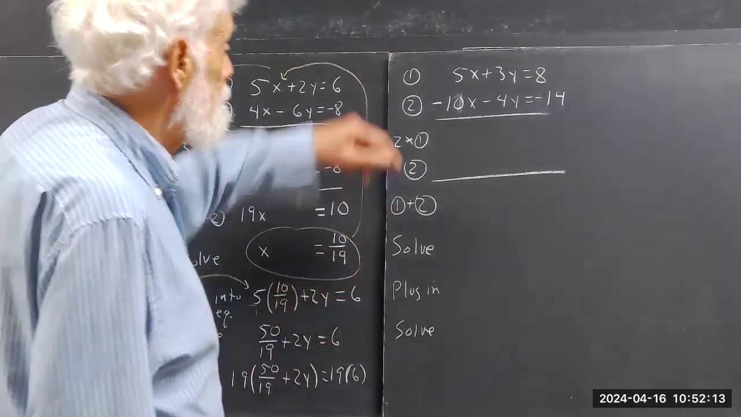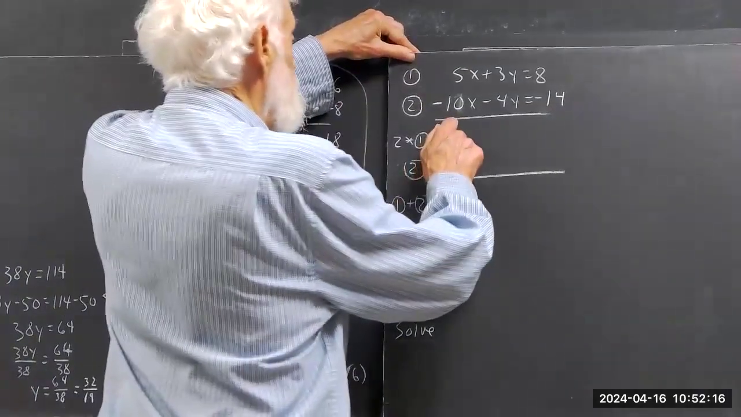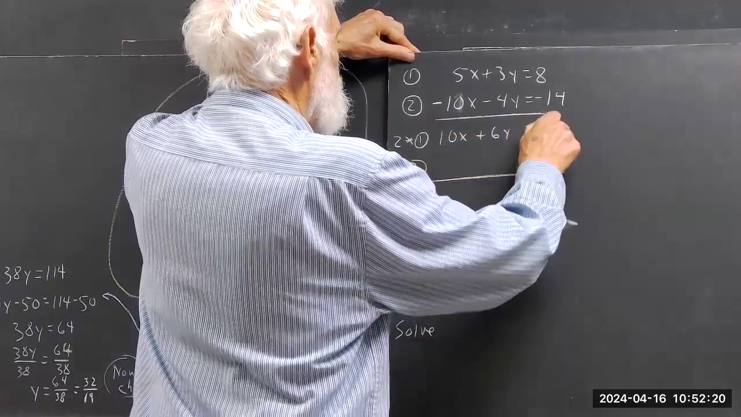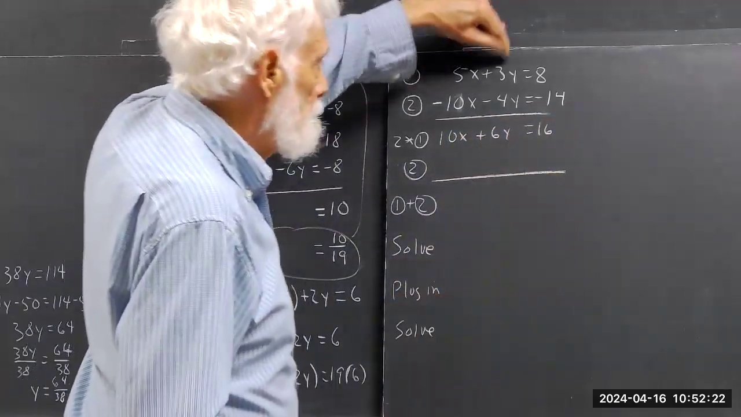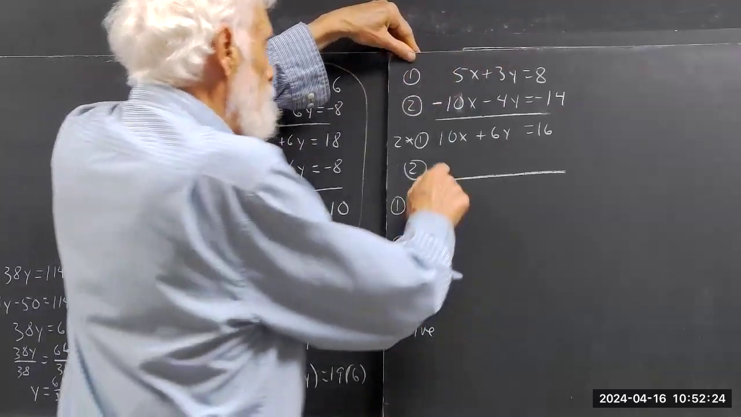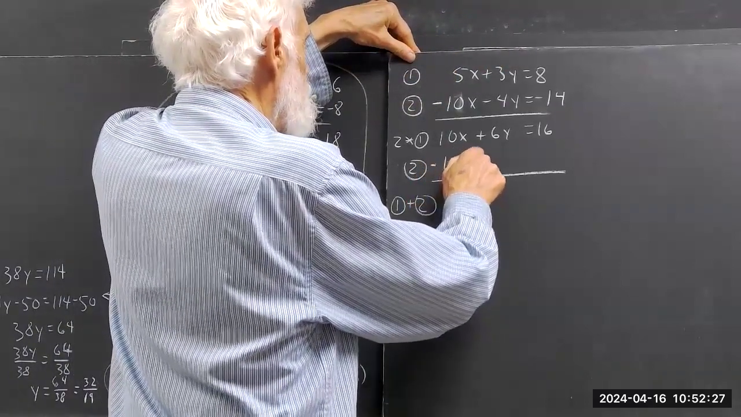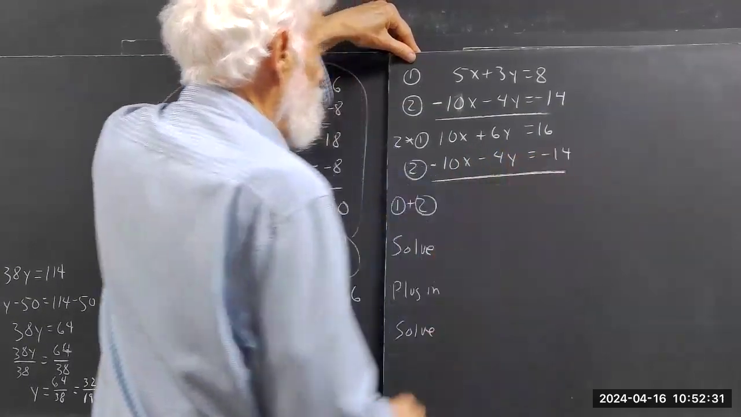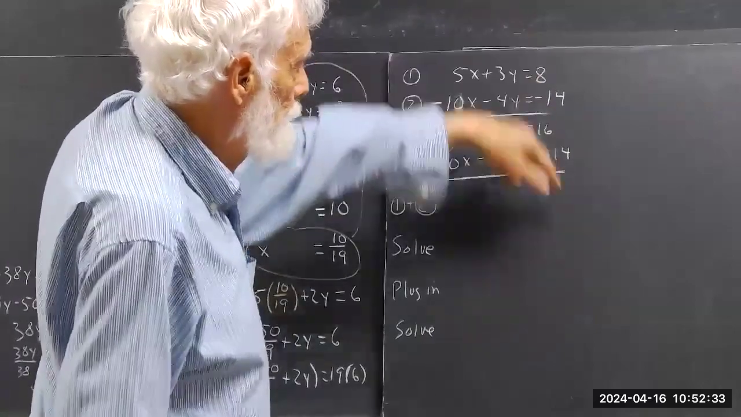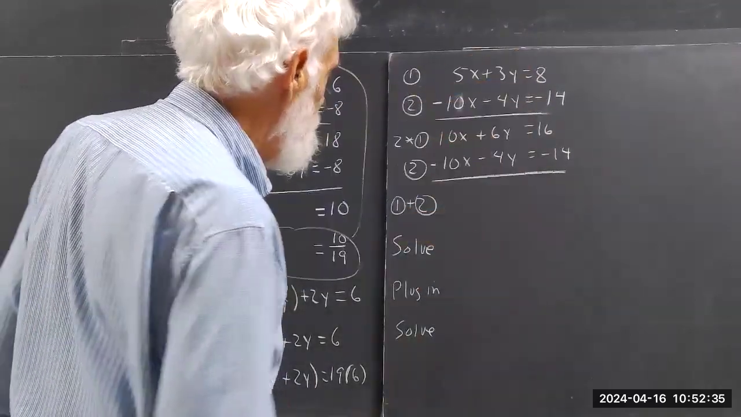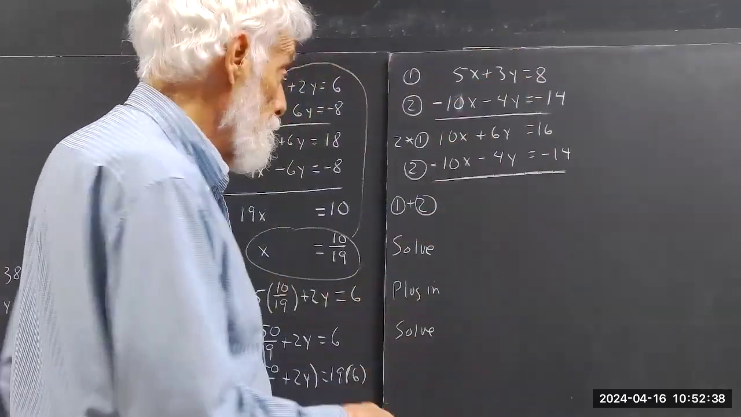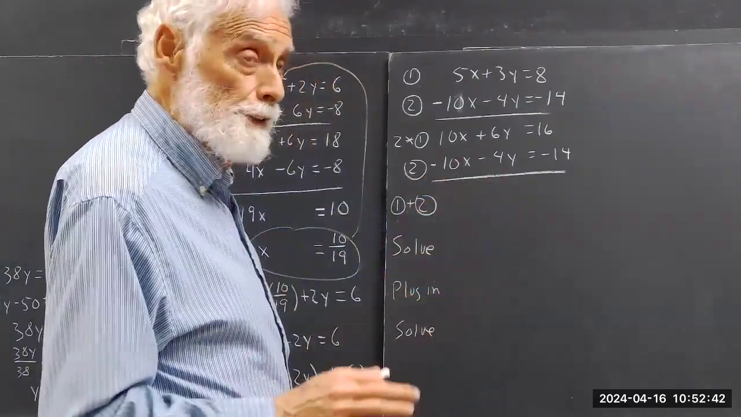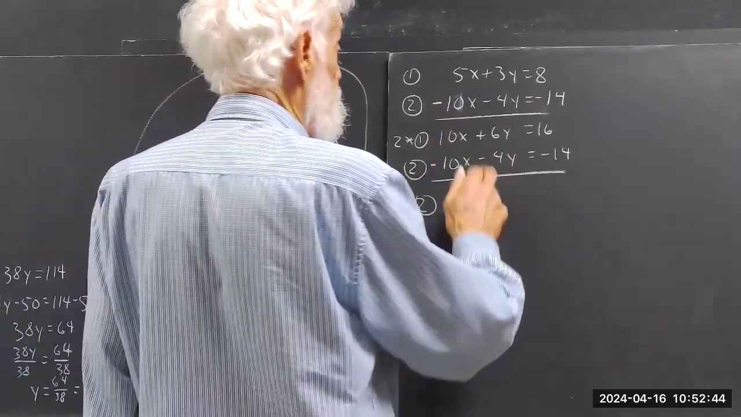Okay, now 2 times equation one, you're going to get 10x plus 6y equals 16. Every term is multiplied by 2. You write the second equation, you have negative 10x minus 4y equals negative 14. We keep the x's aligned, we keep the y's aligned, we keep the equal signs aligned. And I'm a little careless with that sometimes too, so don't feel bad, but you're going to be a lot less confused if you keep everything aligned.